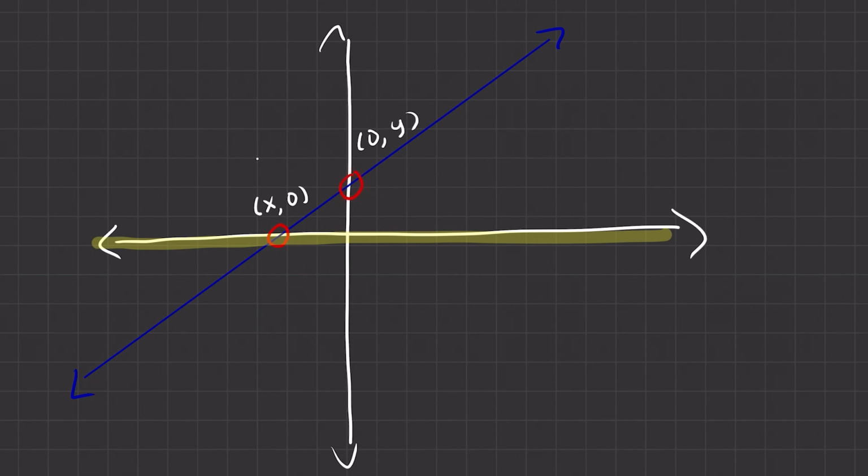This right here, where the line crosses the x-axis, is what we call the x-intercept. And then over here, where the line crosses the y-axis, we call that the y-intercept. Okay? So these are two important things that you should already know in Algebra 1.